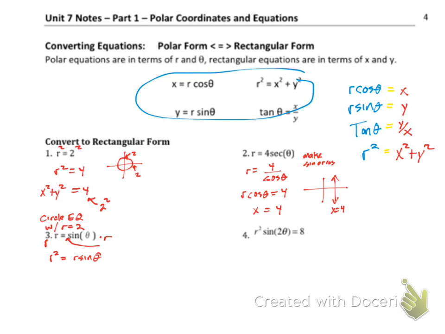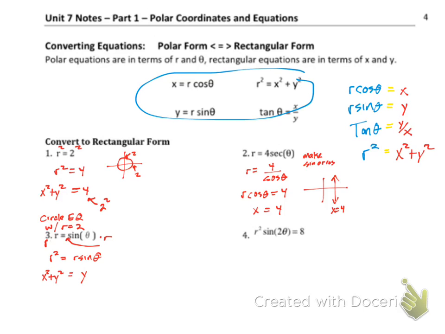Next one, if your equation is r equals sine of theta, you multiply both sides by r. So that's another technique. The idea is we're doing some kind of algebraic manipulation so that it is one of the polar expressions on the left that we have a very quick replacement for in rectangular form. So if I multiply both sides by r in number 3, I get r squared equals r sine of theta, and both of those are replaceable with x squared plus y squared and y respectively.